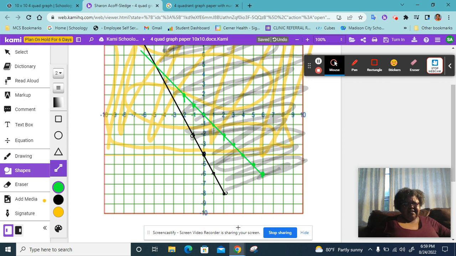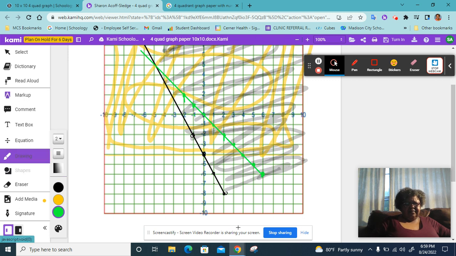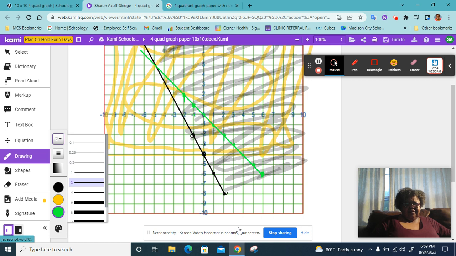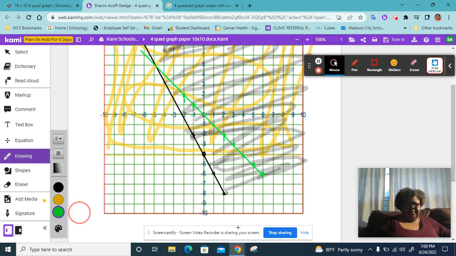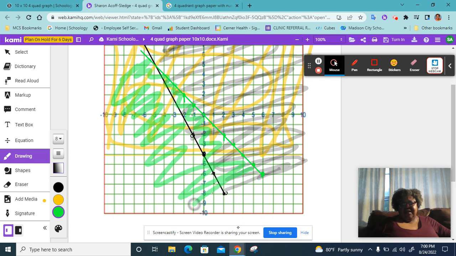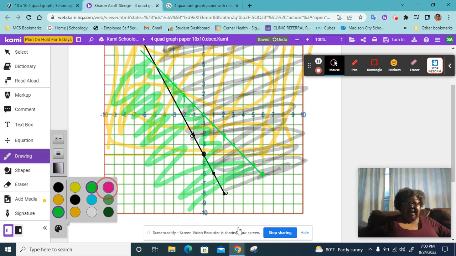All right, and this is less than, so we're going to shade below this line. I use transparency so it won't cover up the whole line. So I'm going to shade below this line. There's everything below this line, but what we want is the area where they all intersect. So let's do a pink.